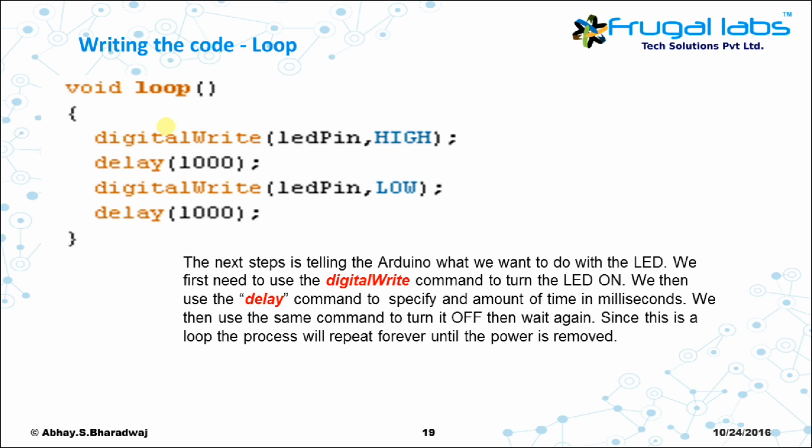After I wait for 1 second, I again write digitalWrite(ledPin, LOW). When I do this, it will send 0 volts to pin D3, thereby switching off my LED. And after I switch it off, I again call delay(1000), and wait for 1 more second. This process repeats continuously since it's written inside the loop.